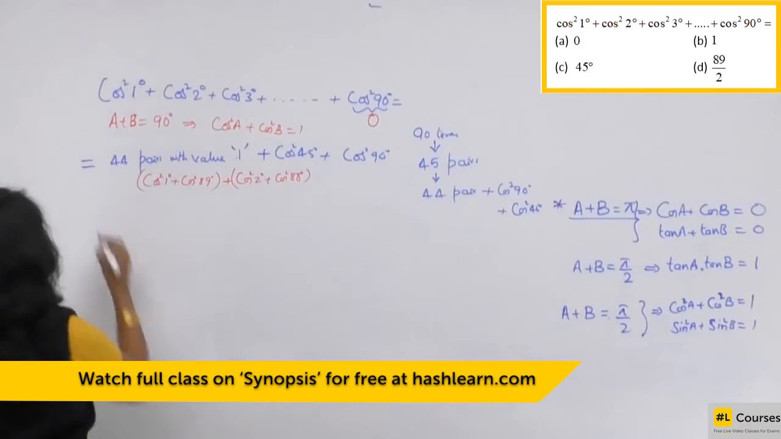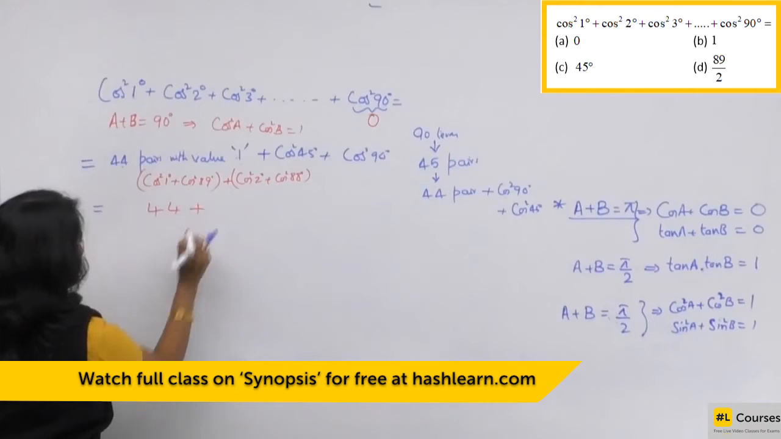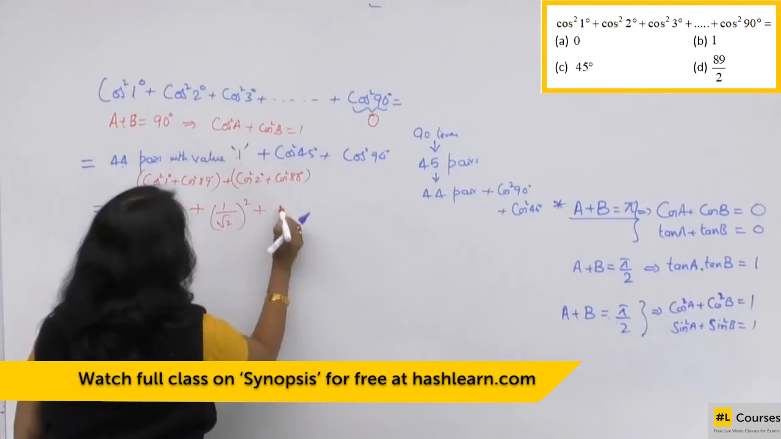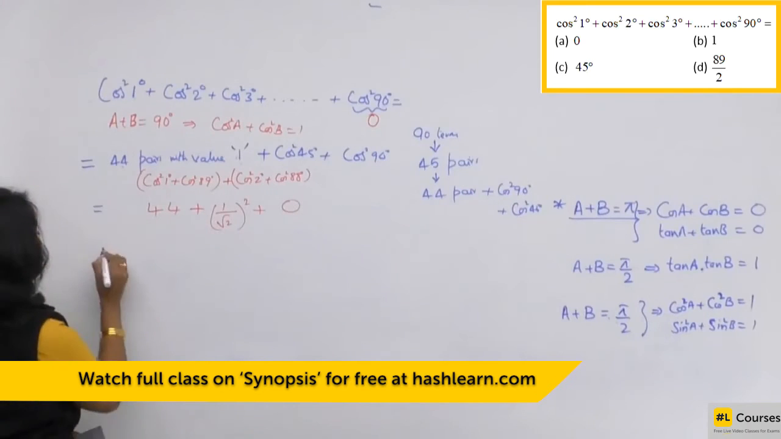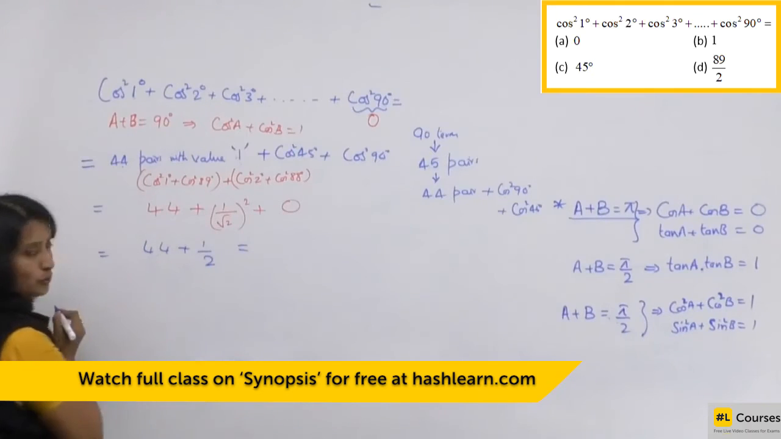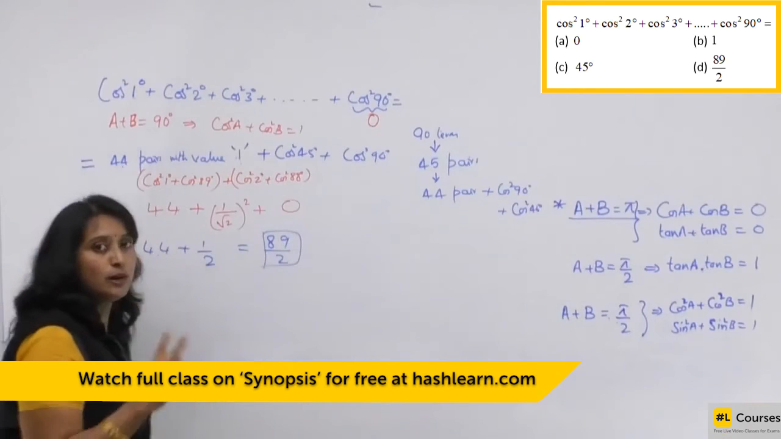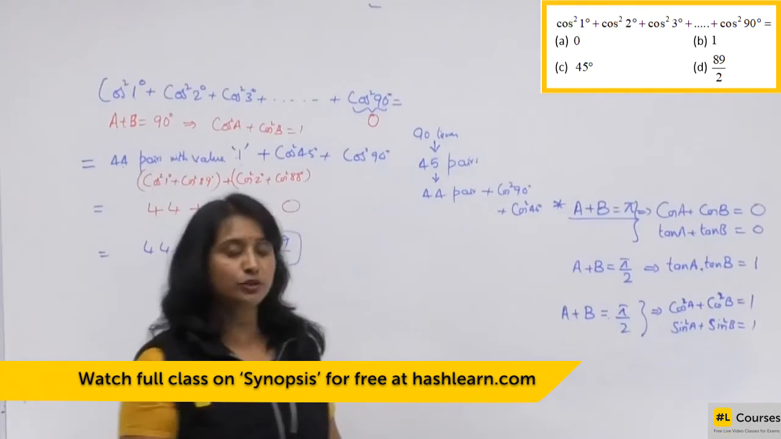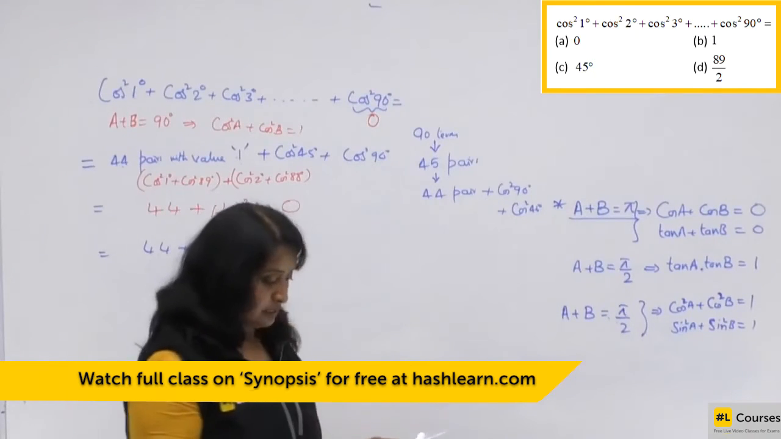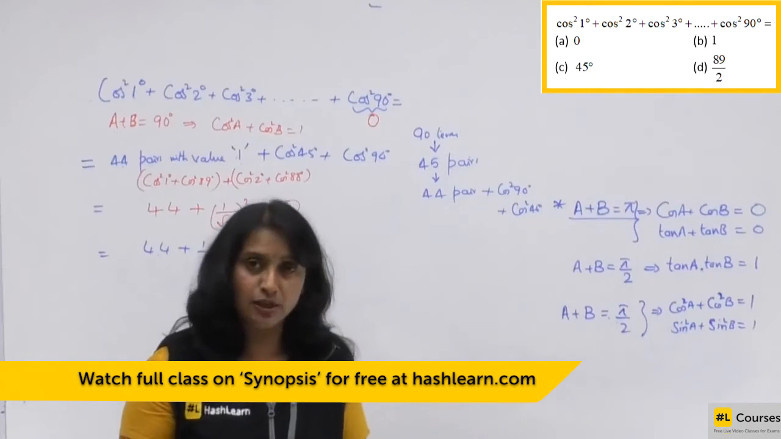So what do you have now? 44 into 1 is 44, plus cos square 45 is 1 by root 2 the whole square, and cos 90 is 0. So this is equal to 44 plus 1 by 2. 44 into 2 is 88 plus 1 is 89 by 2. After doing two or three problems like this, there is no need to take so much time; in a few seconds you can find the answer. So the answer was 89 by 2, and that is option D.